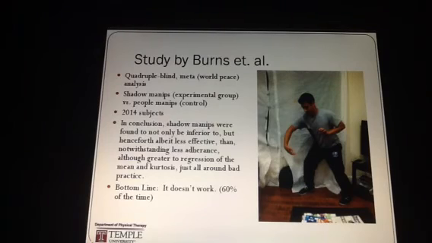Finally, in a study by Burns et al., this was a quadruple-blind meta-world peace analysis of shadow manips, being the experimental group, versus people manips, which was the control. There were 2,014 subjects, and in conclusion, shadow manips were found to not only be inferior to, but henceforth, albeit less effective than, notwithstanding less adherence, although greater to regression of the mean and kurtosis, just all around bad practice. The bottom line, it doesn't work 60% of the time.